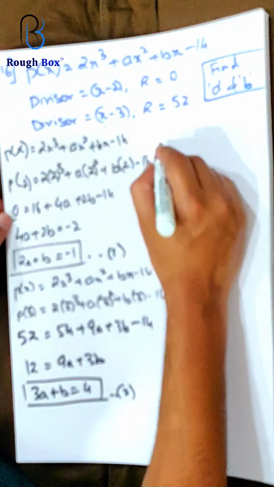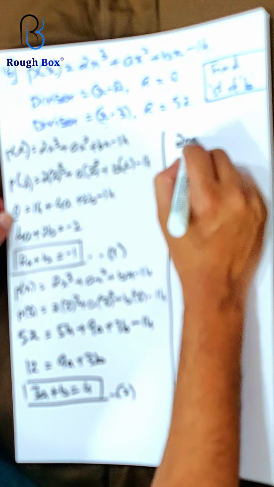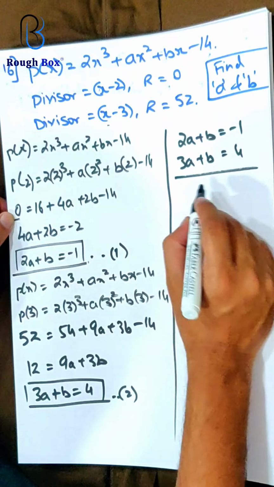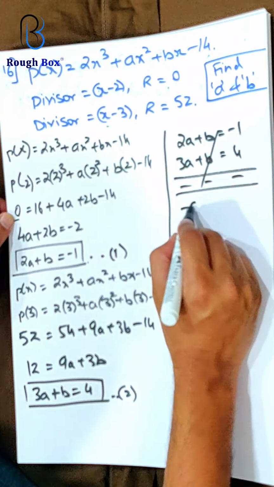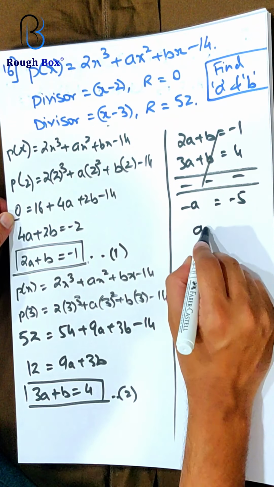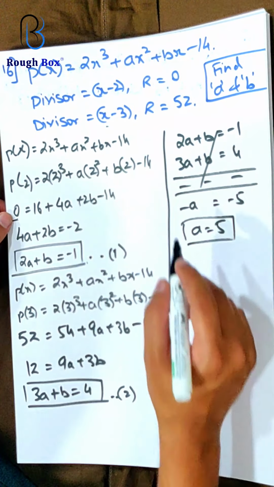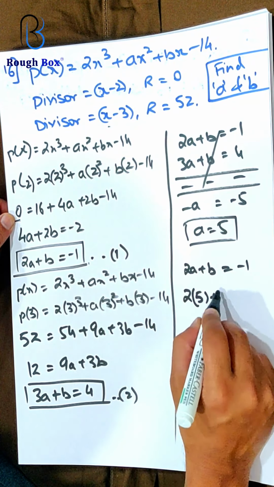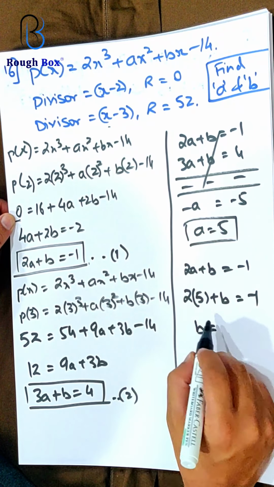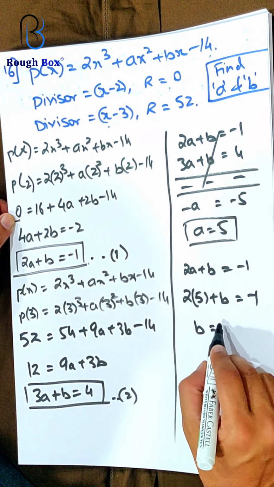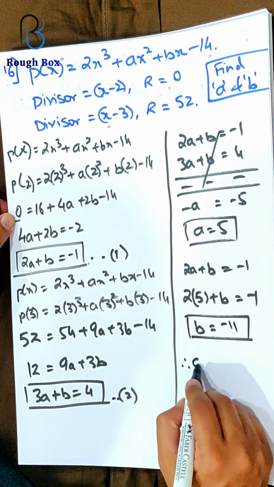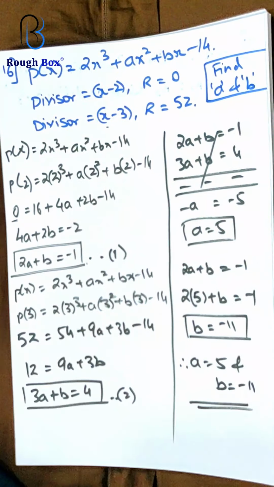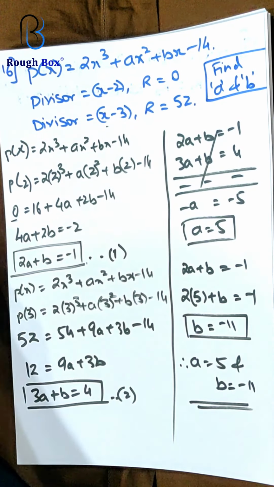So I get my second equation. First equation, both b's we can cancel. So let's pick it up here. 2a plus b equals minus 1. 3a plus b equals 4. All signs changing. This goes minus a equals minus 5. So the value of a becomes 5. Substitute it in one of the equations. So 2a plus b equals minus 1. 2 into 5 plus b equals minus 1. So b becomes minus 1 minus 10, so minus 11. So therefore I will say a is equal to 5 and b is equal to minus 11 as my final answer. How many managed to get the same answer?